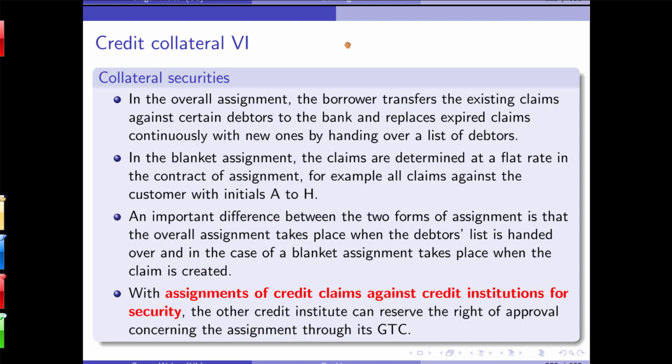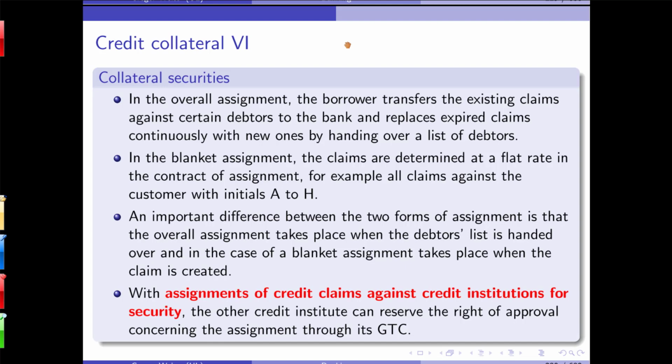It is a minor difference, and it is related to the question, when is the actual claim transferred to a new contract party? Is the claim transferred at a certain point in time when we transfer a list of claims, or is it transferred as soon as the claim comes into existence? That's the main difference.